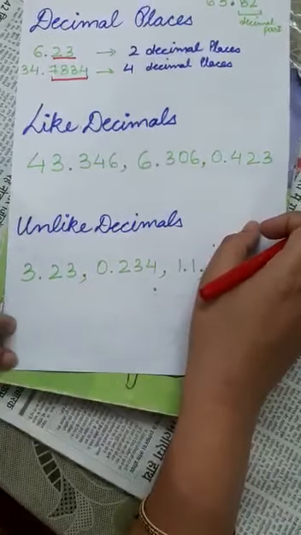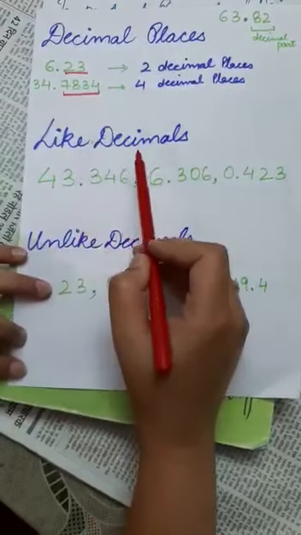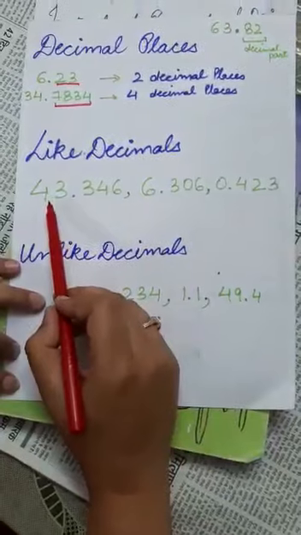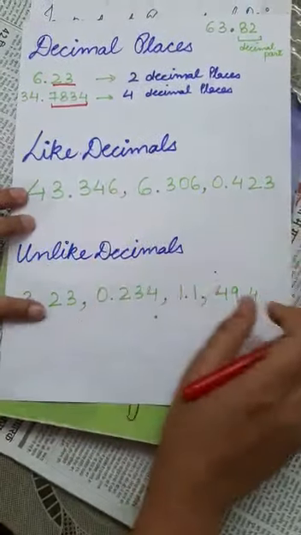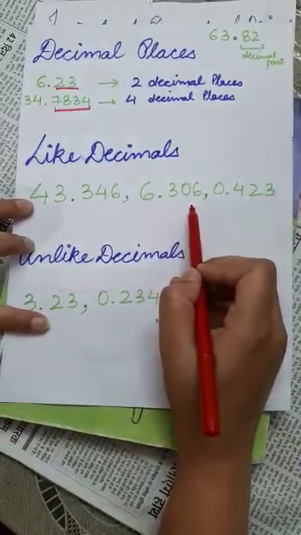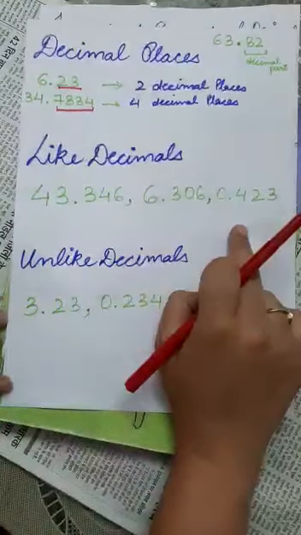Like decimals: decimals having the same number of decimal places are known as like decimals. For example, in 43.346 we have 3 decimal places. In 6.306 we again have 3 decimal places. So these are examples of like decimals.